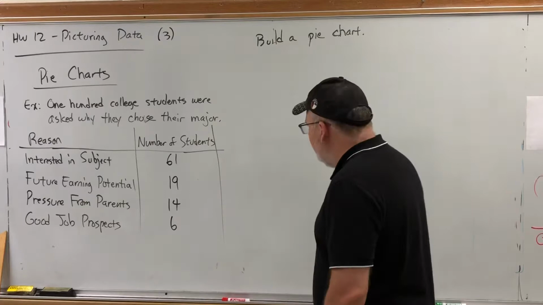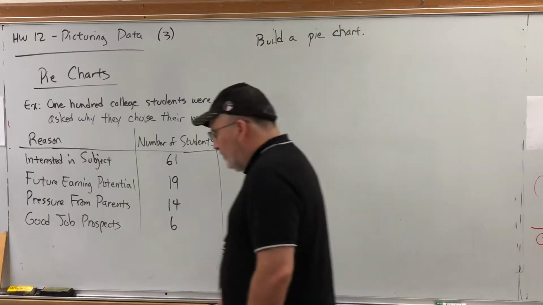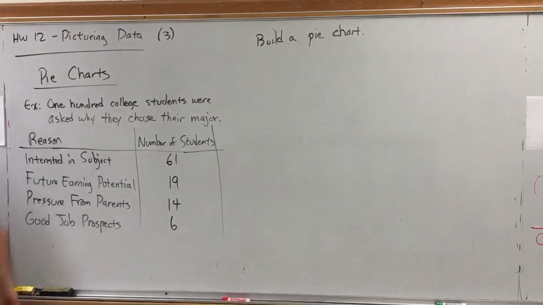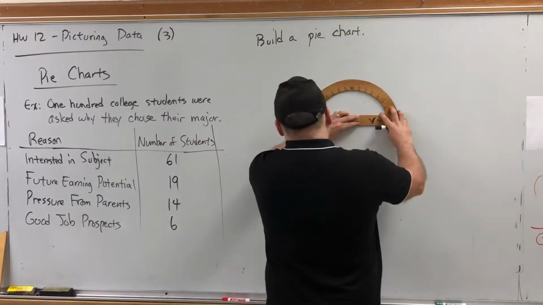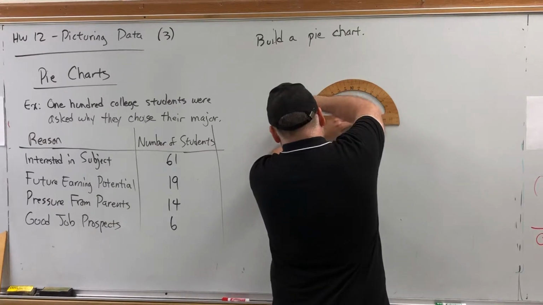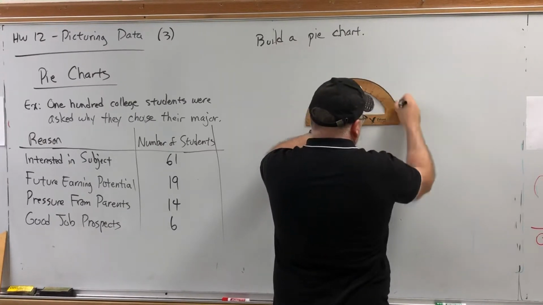answer choices? Well, you have to know a few things about a circle, such as a complete circle is 360 degrees. I think most of you know that. So I'm going to start by drawing a circle. I happen to have a nice little protractor here.